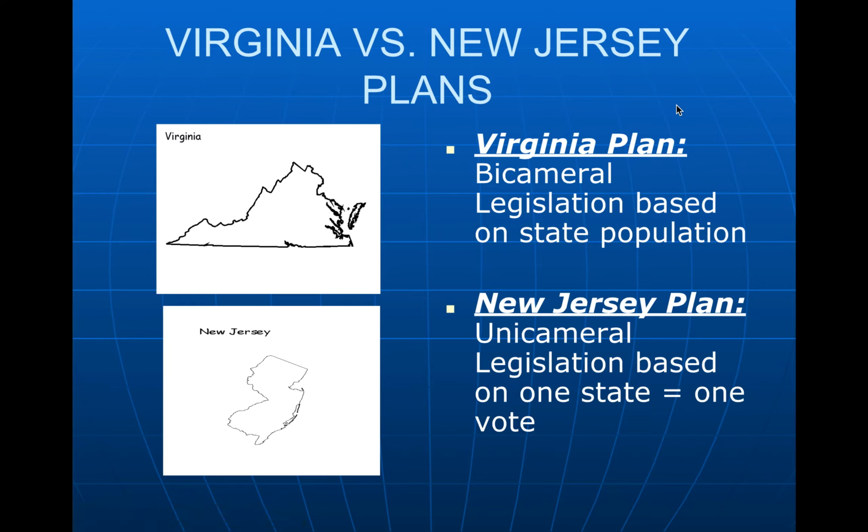So compromise comes into play initially with the Virginia and the New Jersey plans. The Virginia plan called for a bicameral legislature, and bicameral means a two-house lawmaking body, and they wanted this lawmaking body based on the state population. So however large your state is depends on how many representatives you send. Then on the other hand, you have the New Jersey plan, which calls for a unicameral legislature, or a one-house lawmaking body, based on equal representation. So one state equals one vote.